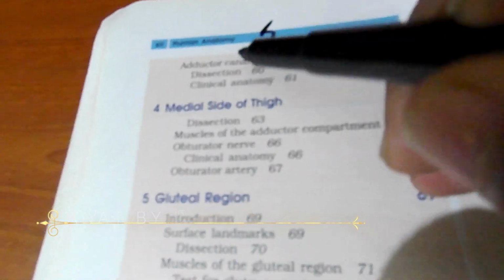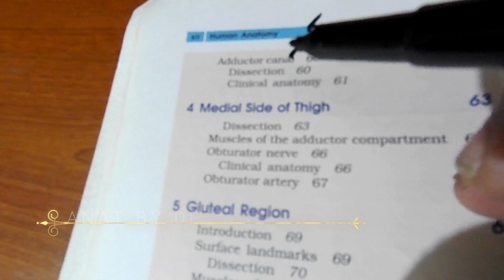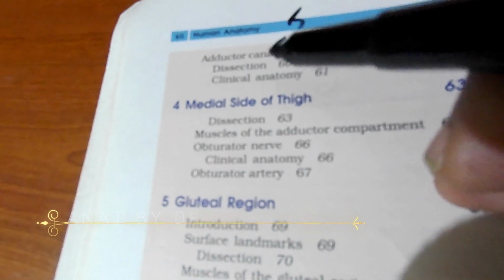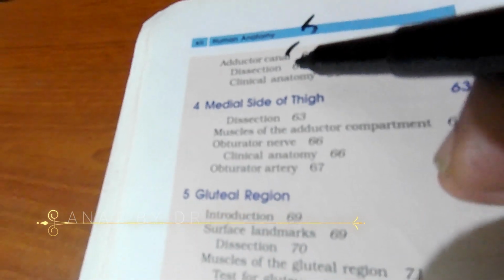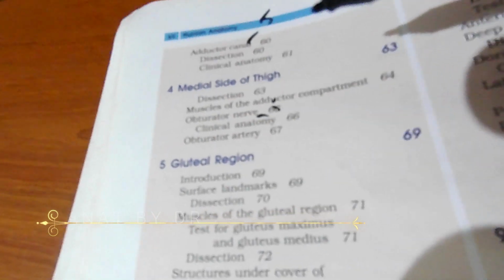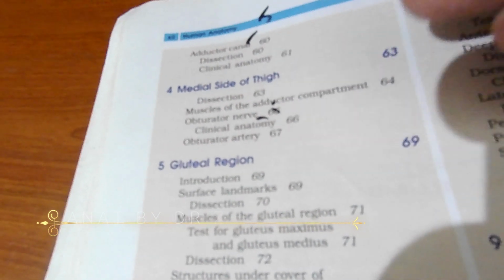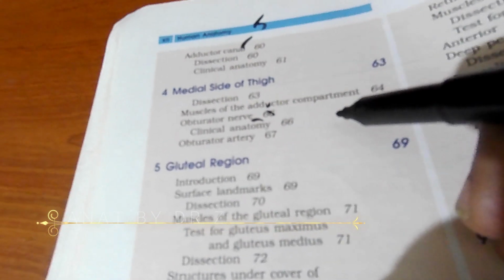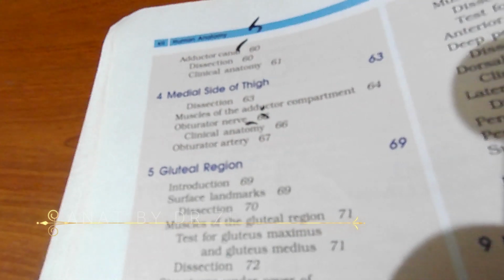Adductor canal for 5 marks. Favorite question. If they don't ask femoral triangle, they go for this Hunter's canal. Next chapter is medial side. Nothing much in the medial side. You can have your obturator nerve for 5 marks. Some muscles of the adductor group, adductor magnus or longus, may be asked as the muscles of the adductor compartment for 5 or 2 marks. And these are the questions in this region.